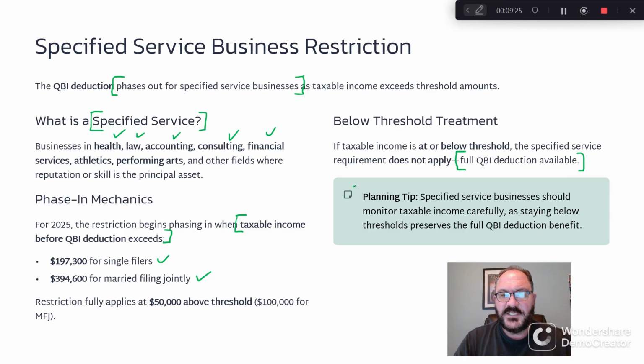So notice, planning tip: specified service businesses should monitor taxable income carefully, as staying below the threshold preserves that deduction. Again, if your client was, I don't know, a doctor, and he had his own business, you'd want to make sure his salary stayed below this amount so that they could get the QBI deduction. Take the money out some other way. Don't want to take it as salary.